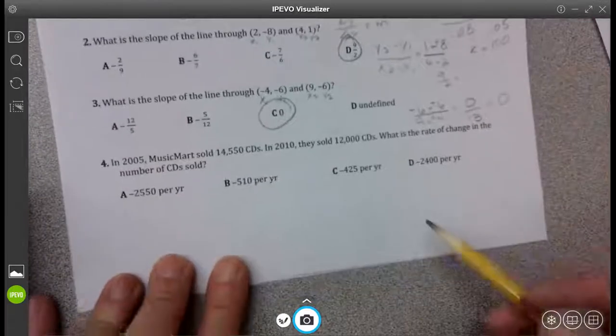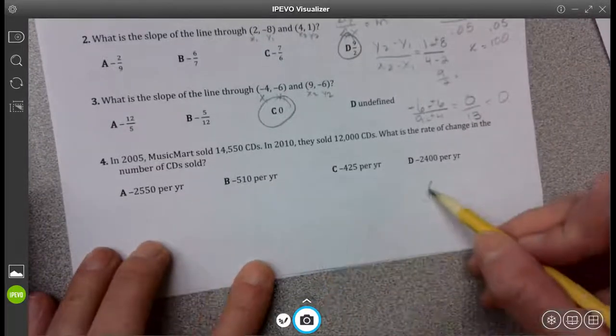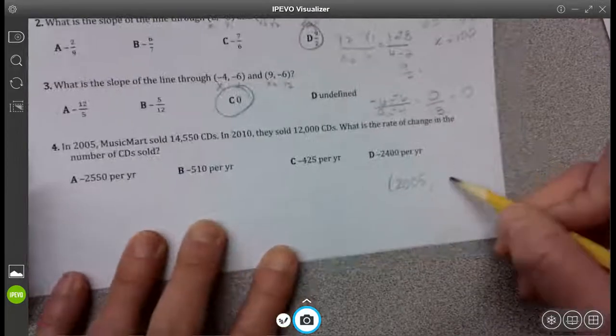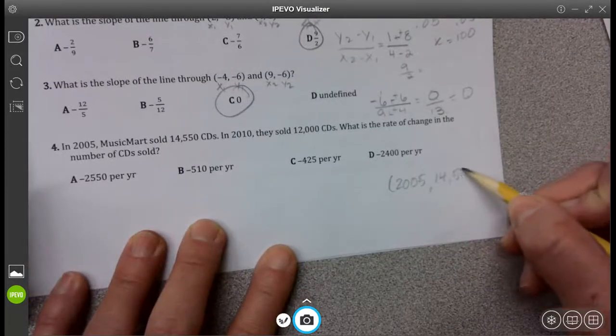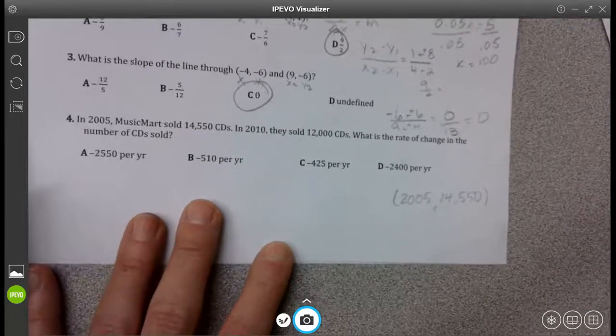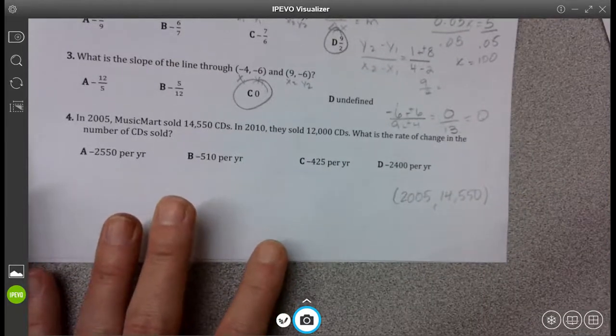In 2005, okay, there were 14,550 CDs. Yes, people still listen to CDs in 2005. Online streaming wasn't available yet.